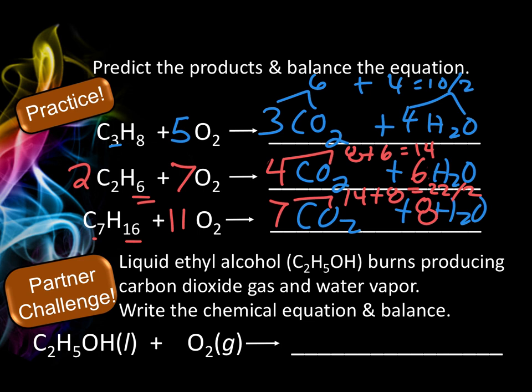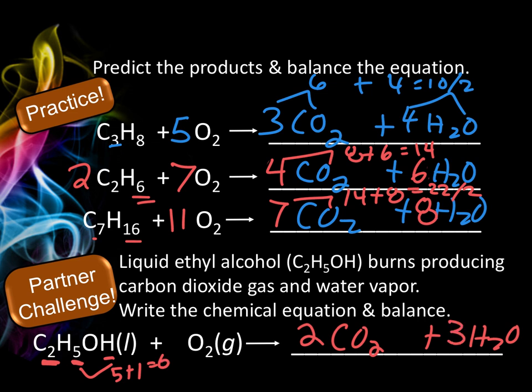All right, very good. Now we got the partner challenge here, which I'll go ahead and work through with you. We always know it's going to make carbon dioxide and water. It doesn't matter what the beginning looks like. That's fine. We're still going to balance our carbon first. So we're going to put a 2 here. We're going to balance our hydrogen second, but we have to count what we have. We have 5 plus 1, so that equals 6. So we got to go ahead and put a 3 here. All right, when we do that, we get 7. All right, 4 plus 3.